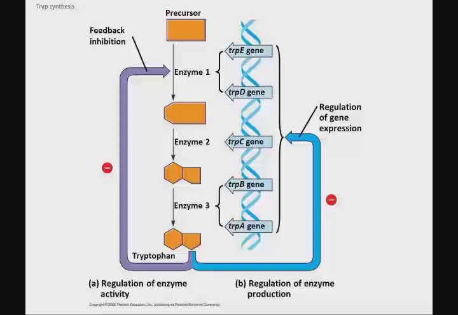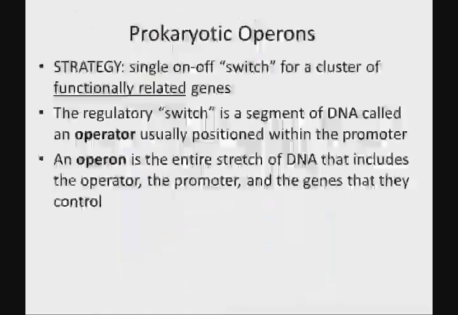This also correlates then to the trp operon, this cluster of genes under one promoter region that says when we need these enzymes to make tryptophan, we turn them all on and they go to town, or when we don't, we shut them down. So again, to review, we have this idea of putting a cluster of functionally related genes under the control of one switch, and that is by definition the operon.